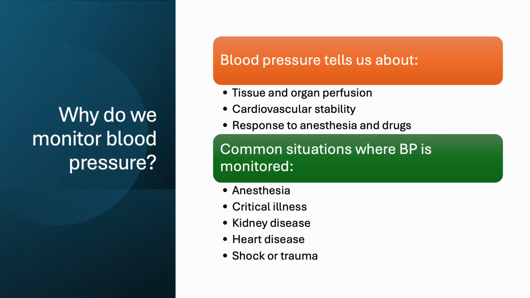Blood pressure tells us how well tissues and organs are perfused, the cardiovascular stability of the patient, and the response to anesthesia and certain drugs. Common situations where blood pressure is monitored would be anesthesia, critically ill patients, patients with kidney disease or heart disease, and then any animal that is in shock or has significant trauma.